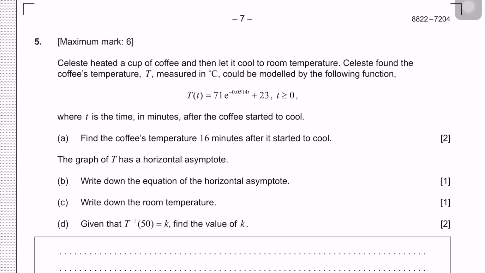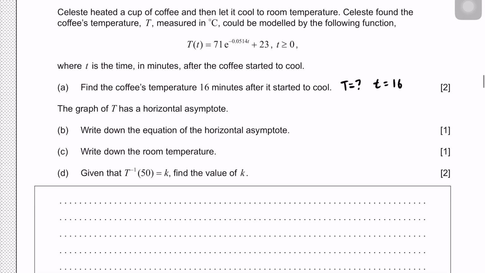Part A asks us to find the coffee's temperature 16 minutes after it started to cool. All right, so in this case, we have, again, a kind of input-output situation with exponential functions. We input some value of time, and it will tell us the temperature at that corresponding time. We want to know the coffee's temperature 16 minutes after it started to cool, or essentially, what is T for t equals 16? So we have our input, now we just need to find the output.